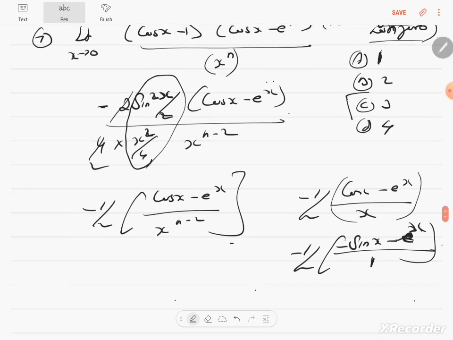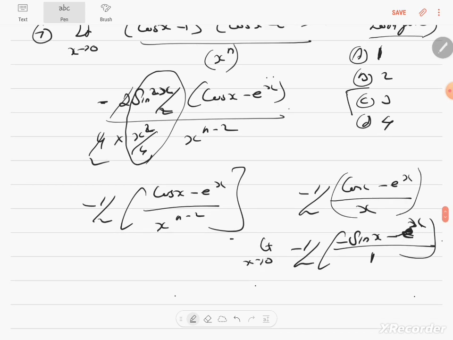So when you do this and put limit x tends to 0, this is sin 0, which will be 0, minus half, a sin 0 is 0, minus e to the power 0 is 1 by 1. So you are having minus and minus get cancelled, thus you are getting 1 by 2 as the answer. Thus n can be 3. Okay, what about n can be 4? Yes, n can also be 4.